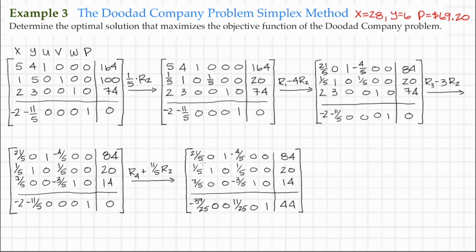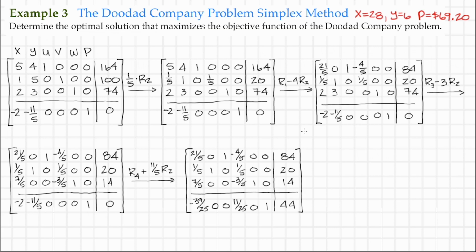So as you can see, we changed this column into a unit column. One of the elements is a 1 and the rest are zeros. Now, step 3 says that we have to check for optimization. And we can tell when we've achieved optimization when all the values in the last row here are non-negative. And obviously we could see right here we have a negative value. So since we have a negative value, we have to go through this whole process again.